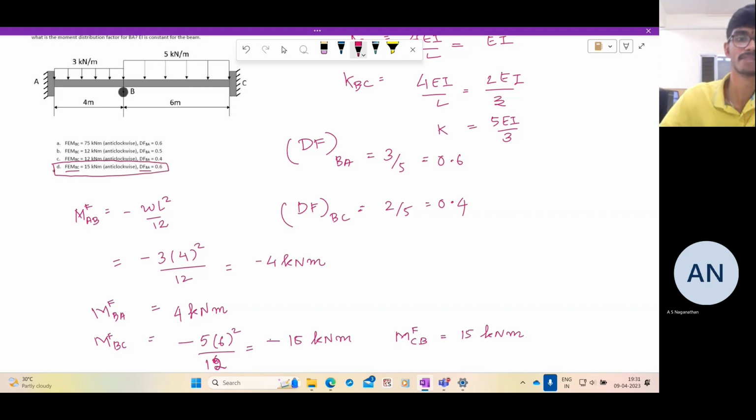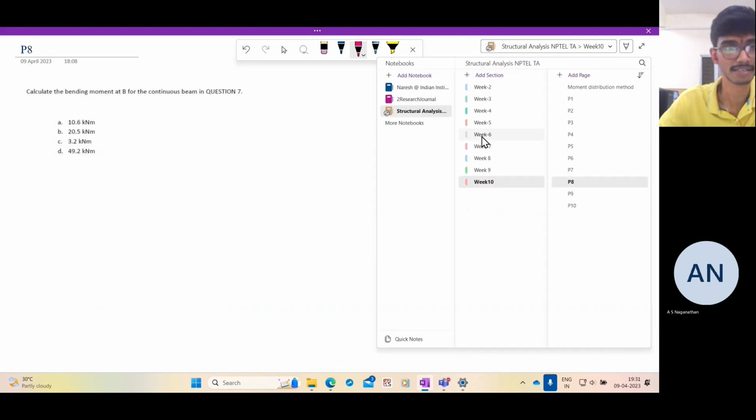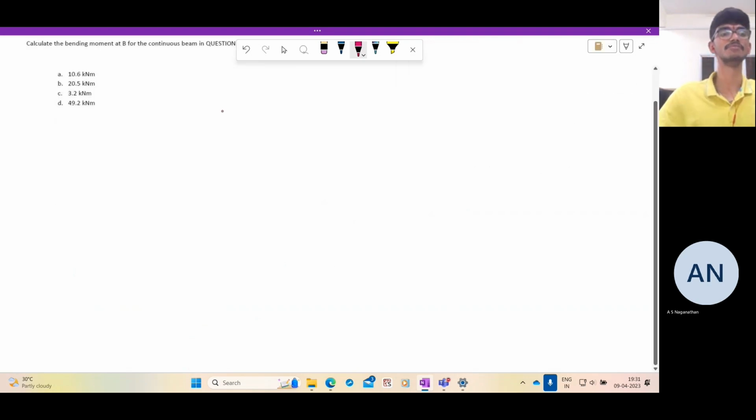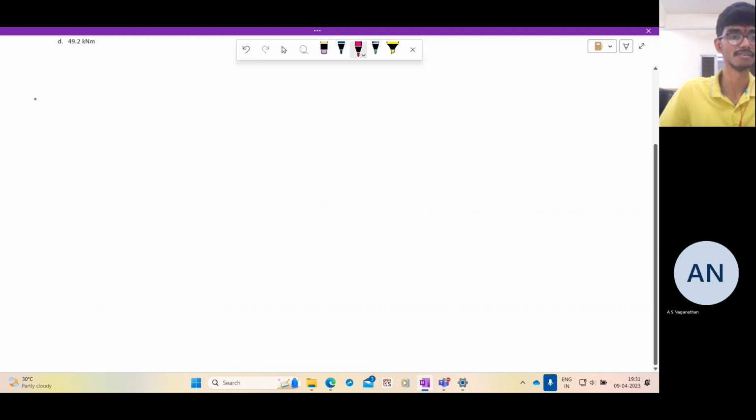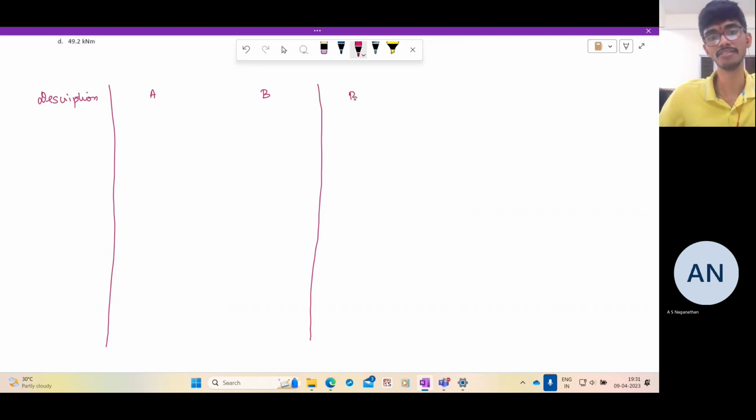So this is simple. The next step is to do the moment distribution systematically. They're asking to determine the bending moment at a certain joint. That can be determined only when we do the moment distribution process. So as usual, let us make the table. We have the description. In span AB, we have the joints A and B, and in span BC, we have joints B and C.